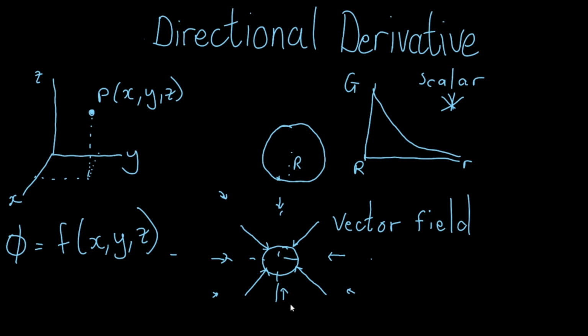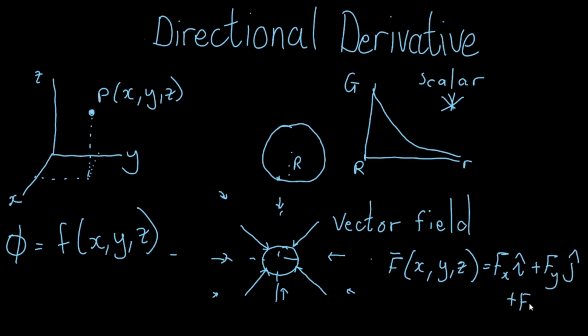So with a vector field, we can write each of these different vectors in the form we have shown previously, maybe the force of gravity or some force or whatever the vector is. We have some vector function of x, y, z, and that's equal to some x component, some y component, and some z component.